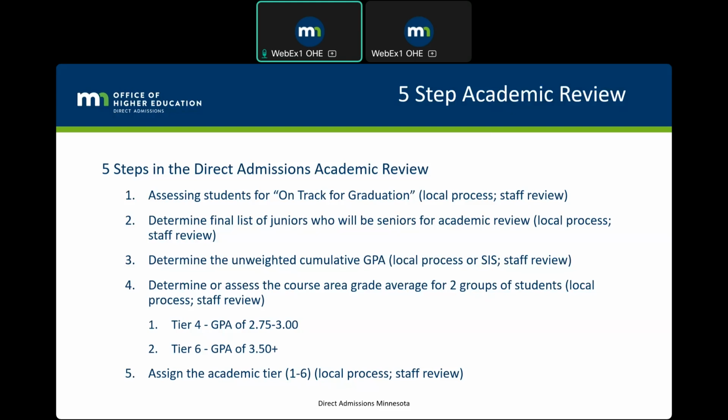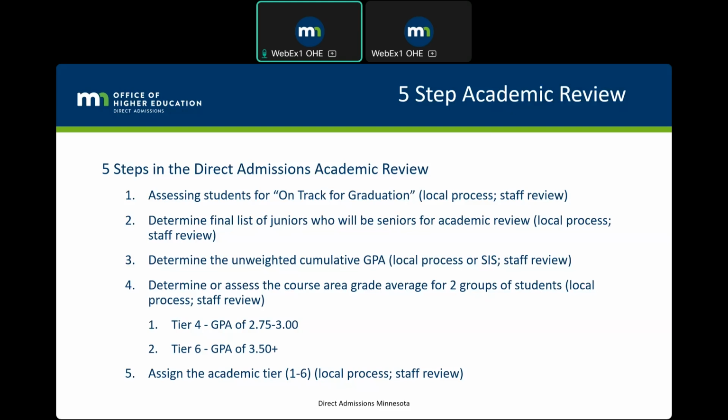So the first step is assessing which students are on track for graduation. This is usually done as a local process and reviewed by staff counselors. The second step is determining the final list of juniors who will be eligible for the academic review. Again, this is a local process done by staff review. There are a few situations when students aren't eligible for direct admissions, and that needs to be done manually.